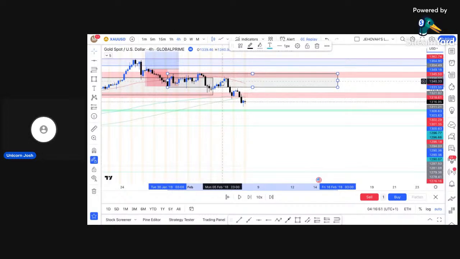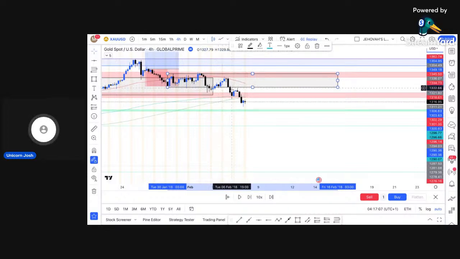It came back into the zone. So that tells me that it was a fake out and not a real breakout. It was a fake out. So we don't do fake outs.